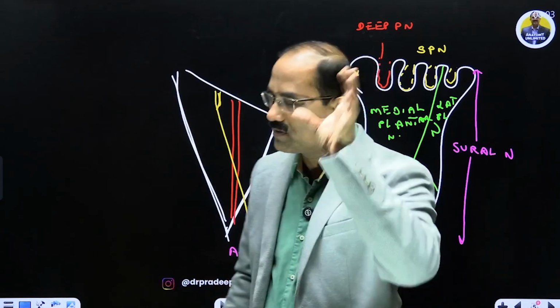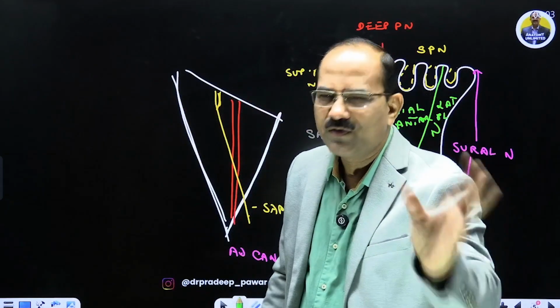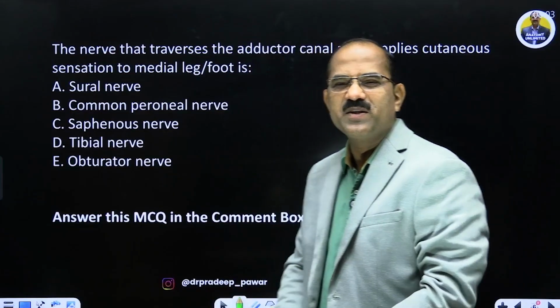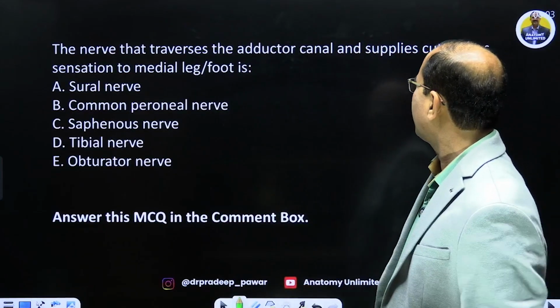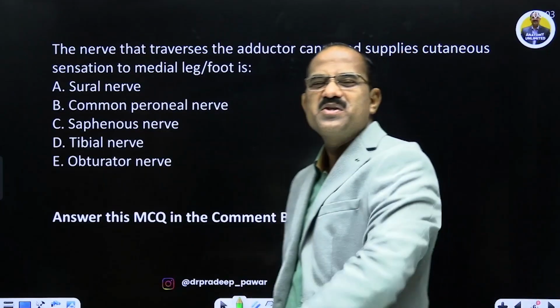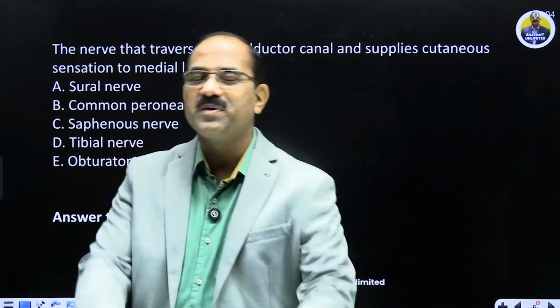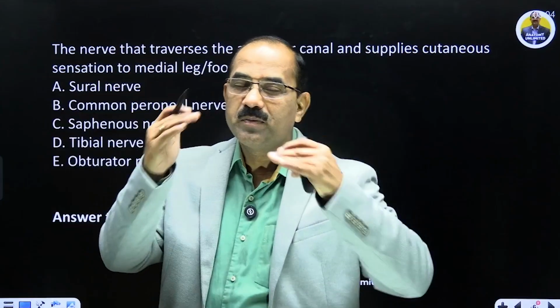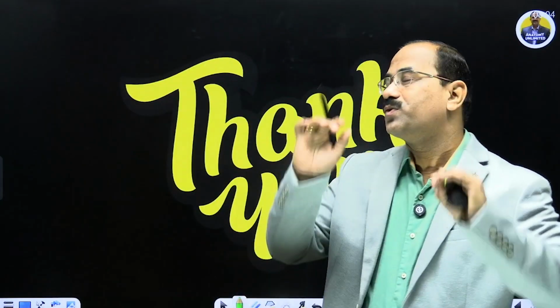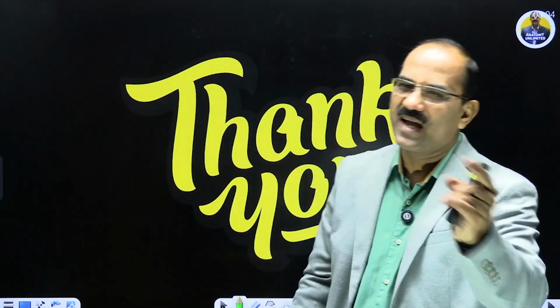Clear? The adductor canal is done, its contents are done, everything we have discussed. Okay, one more MCQ, children, specially for you. The nerve that traverses the adductor canal and supplies the cutaneous supply to the medial aspect of the leg and the foot is, come on, you should be able to answer this. Once this concept is clear, build concepts like this and be very clear. Once the concept is clear, you will get confidence, you will be able to answer the clinical cases and the MCQs.